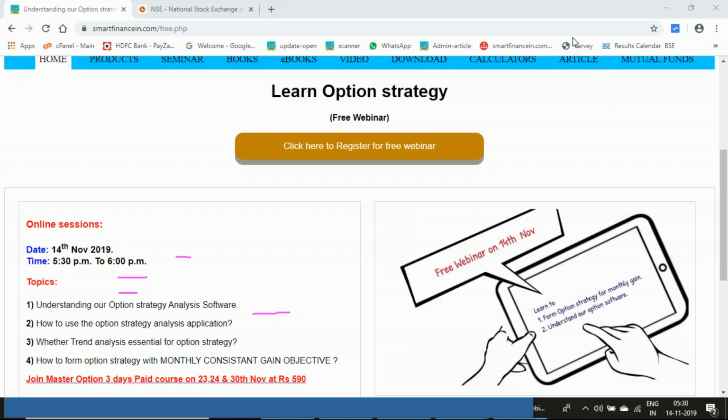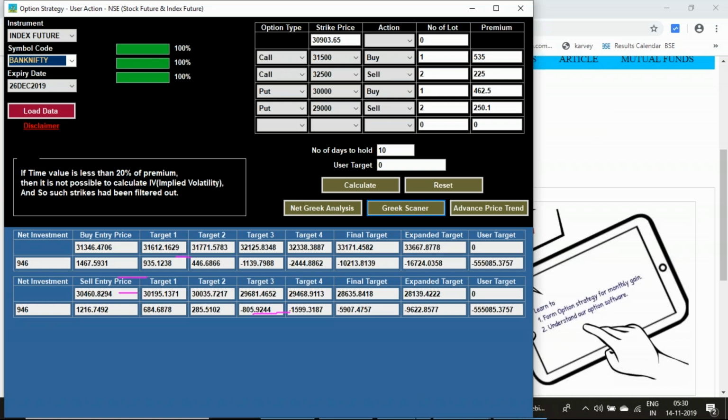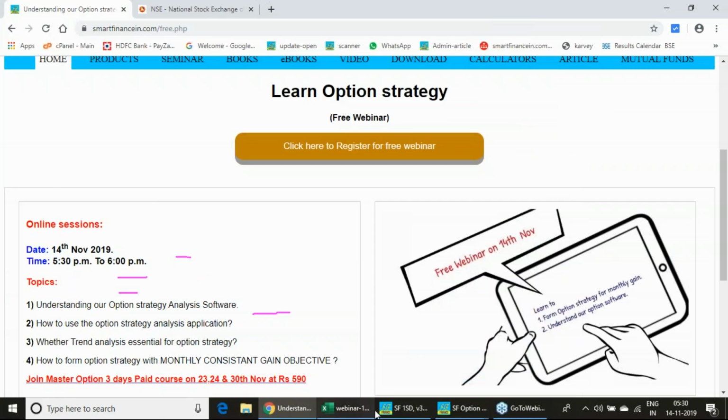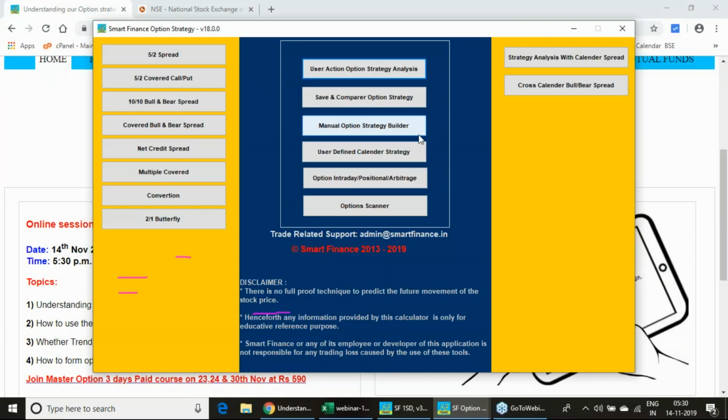So I'll be taking you to the software that we have. The desktop edition of this particular software you are seeing here, the option strategy software. It has different interfaces, like an option scanner. It can scan and give you the best strike options to trade for intraday trade or for the weekly trade. It has a user action option strategy analysis, where you can form any strategy of your choice. Save and compare: you can form a strategy, save it, and after 2 or 3 days you can recall that strategy and compare it.